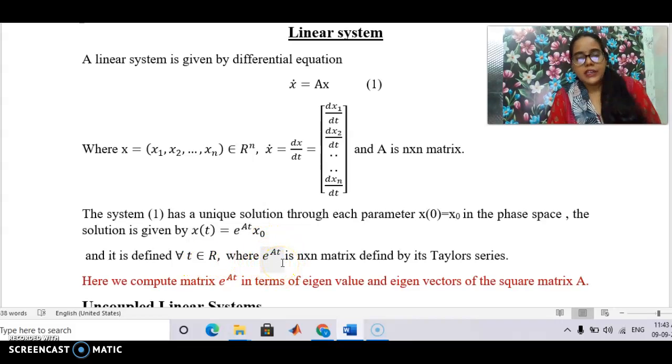If we come across the n-dimensional space, then e to the power at is an n cross n matrix defined by its Taylor series, because capital A is an n cross n matrix. If the system is in two dimensions, then capital A is a square matrix of dimension 2 cross 2. If we go to 3-dimensional space, capital A is a 3 cross 3 square matrix, and there are 3 equations in the given system.